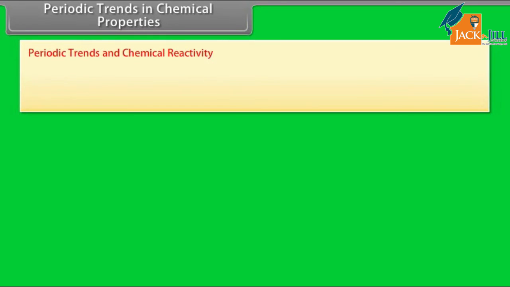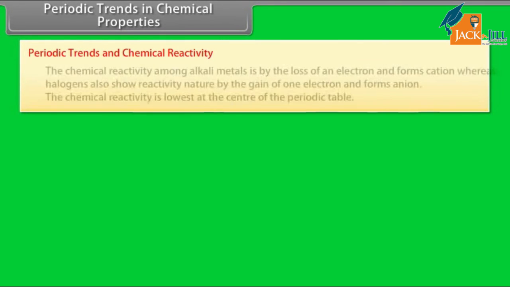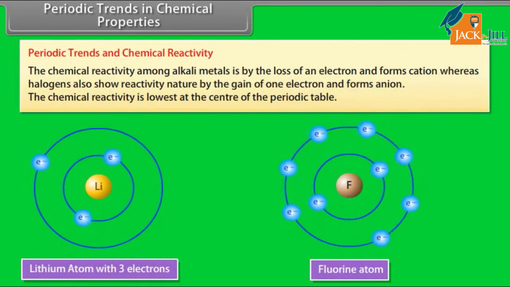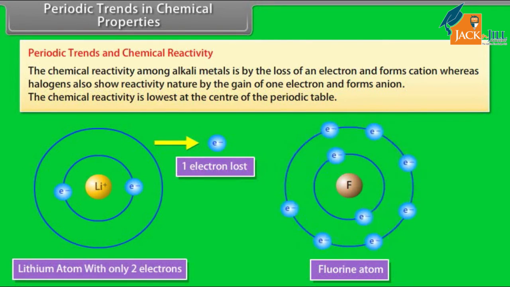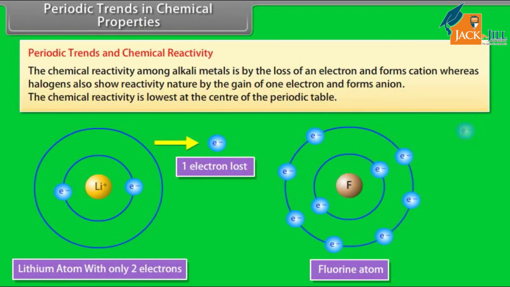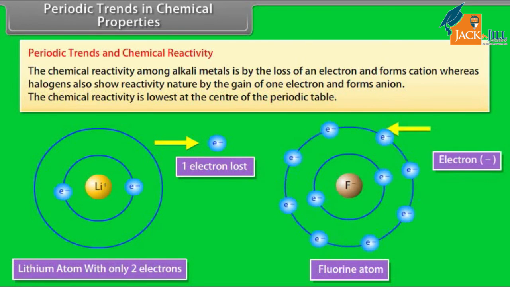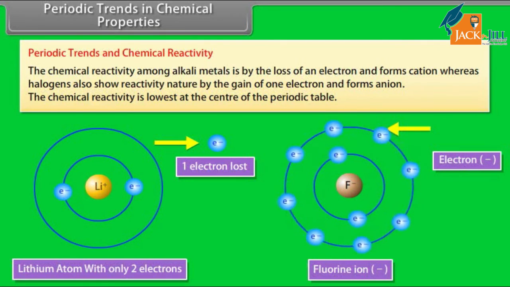Periodic trends and chemical reactivity. The chemical reactivity among alkali metals is shown by the loss of an electron, forming a cation, whereas halogens also show reactivity by the gain of one electron, forming an anion. The chemical reactivity is lowest at the center of the periodic table.